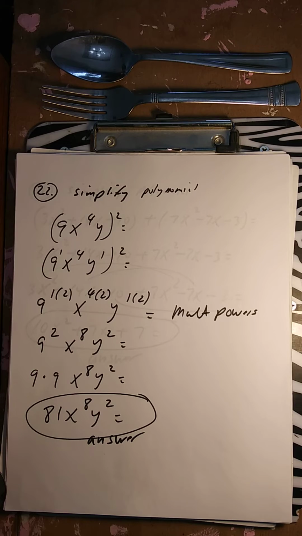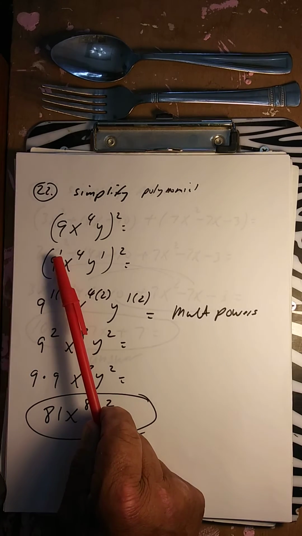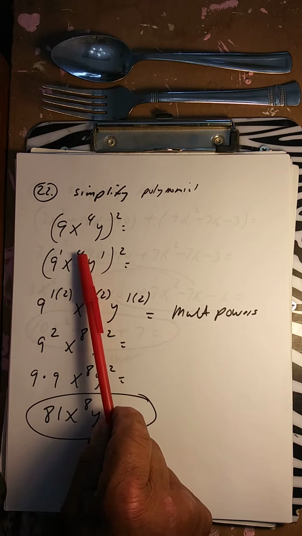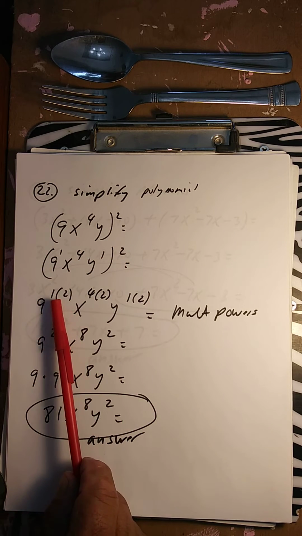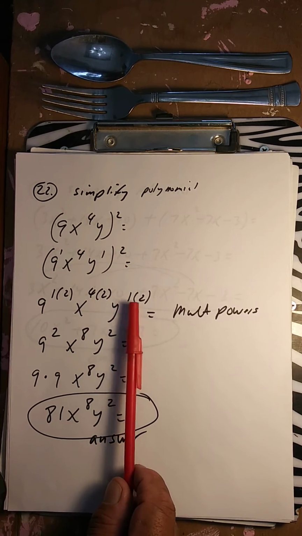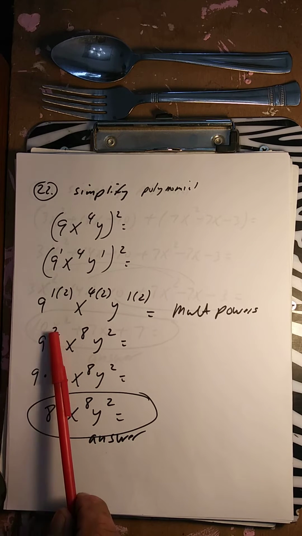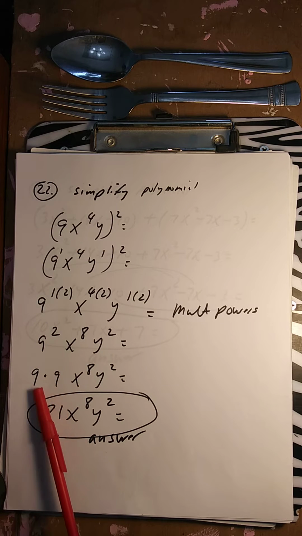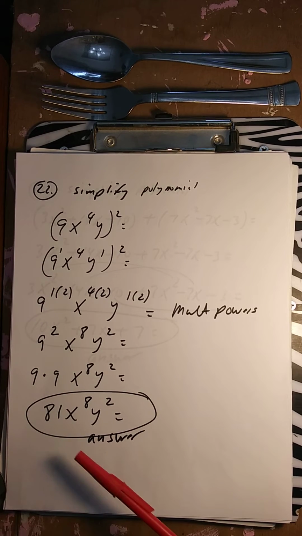Simplify the polynomial. Well, I'm going to put 1's in there. See the little 1's right there? I just put them in there. Now, multiply the number. 2 times that 1, 2 times the 4, 2 times the 1. So 1 times 2, 4 times 2, 1 times 2. So now this is going to give you 9 to the 2nd power, x to the 8th power, y to the 2 power. But 9 to the 2nd means 9 times 9, and that's going to be what? 81 x to the 8, y to the 2.